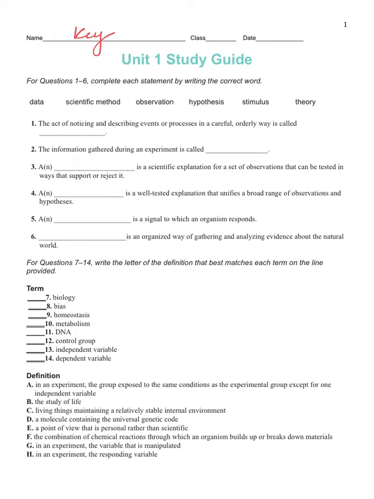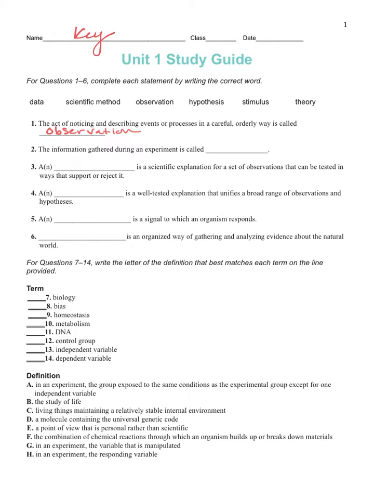It says the act of noticing and describing events or processes in a careful, orderly way is called, you should have used the word observation. Remember, observations are things that we make and can record information from in science when we are collecting data or information.